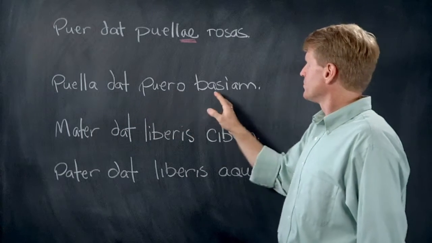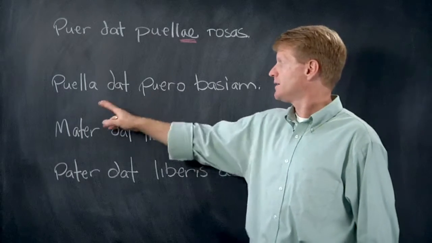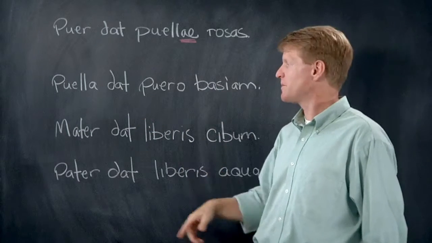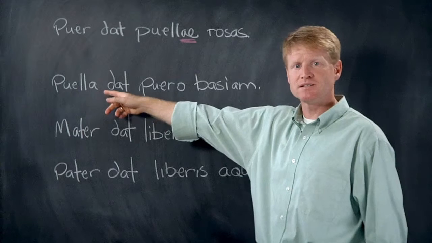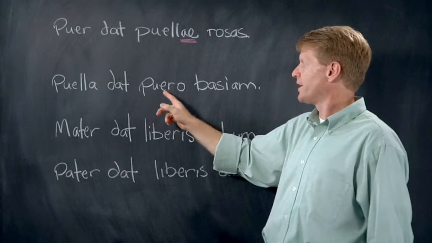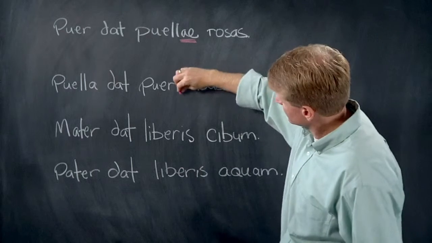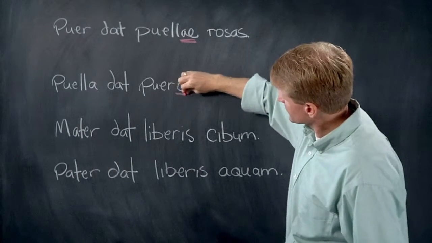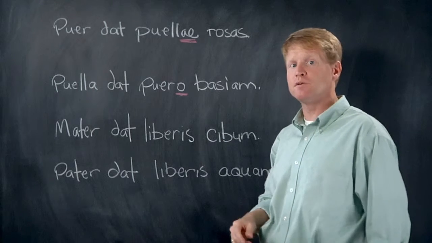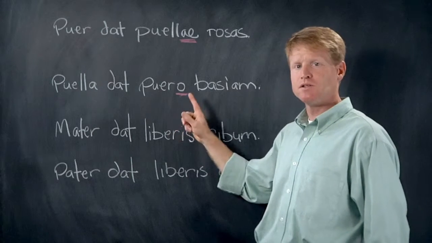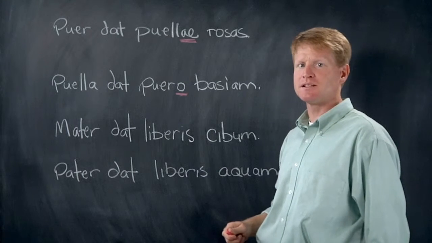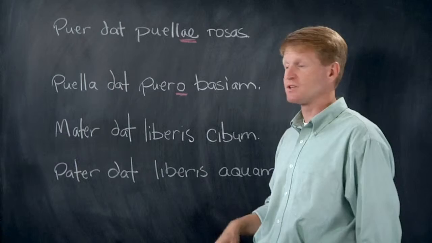Puella dat puero basia. So he gives her some roses, she gives him something back. Puella, subject of the sentence. Dat, verb. She gives puero. Look at that ending there. Let's talk about that for just a second. Puer is boy. Pueri, of the boy. Puero, to the boy. You can look at the ending and tell immediately that that's in the dative case, so he's an indirect object.